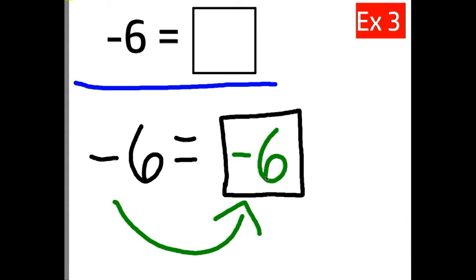Now, I do realize that some of you might be thinking, well, why can't I put negative 5 minus 1 in the box? Well, you could, but math is all about simplification. And for this particular lesson, your answer should always be one simple number. Negative 6 is easier and more simple than writing negative 5 minus 1, and that's why we're going to just put a single number in there.